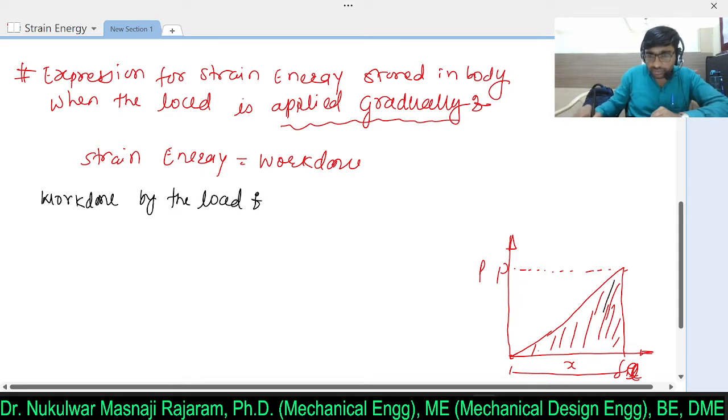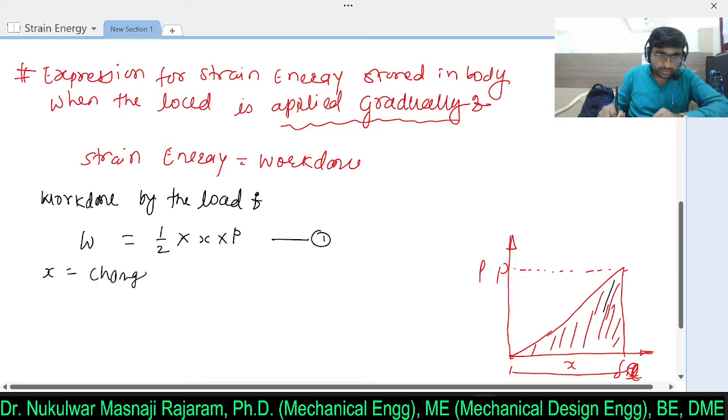So from this I can easily say that it's a triangle. So you need to evaluate the area of the triangle, which is nothing but half B into H. Simple. So let's say this is the work done by the load. Let's say that is equation number 1. Now what is this X? X is nothing but the change in dimension, or we can say the change in length.